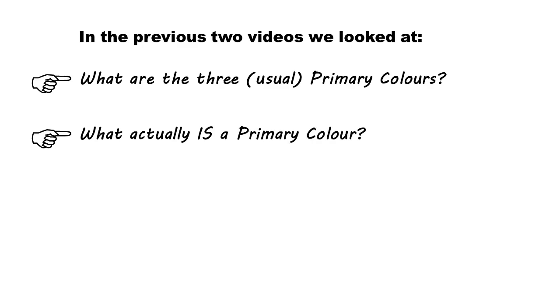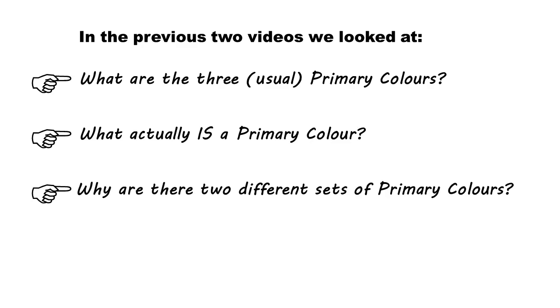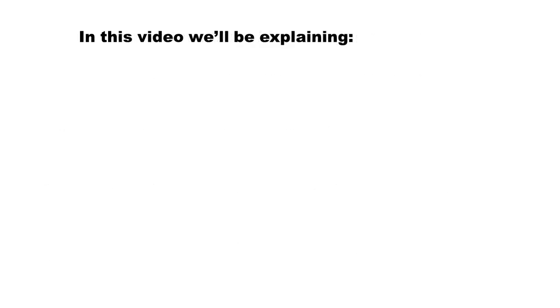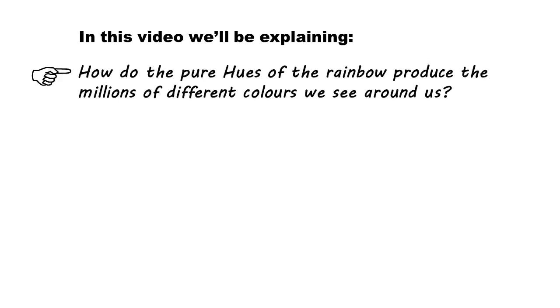What actually is a primary colour? Why are there two different sets of primary colours? What exactly is the second set of primary colours? In this video, we'll be explaining how do the pure hues of the rainbow produce the millions of different colours we see around us?